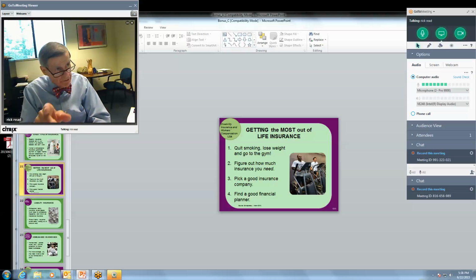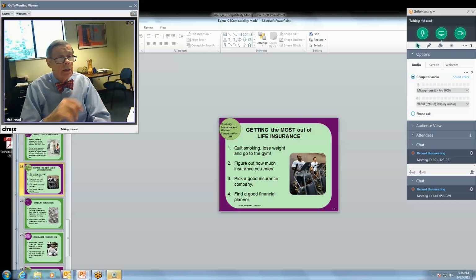You want to have a healthy lifestyle. You don't want to smoke. You want to cut down on sugar. Want to cut down on fat, and things of that nature. Getting into insurance, do your homework, pick a good insurance company, find a good financial plan.